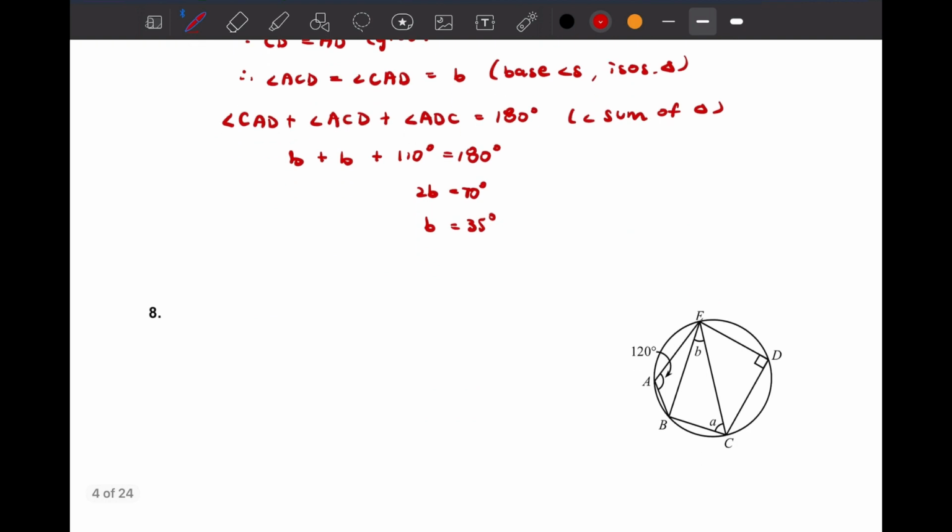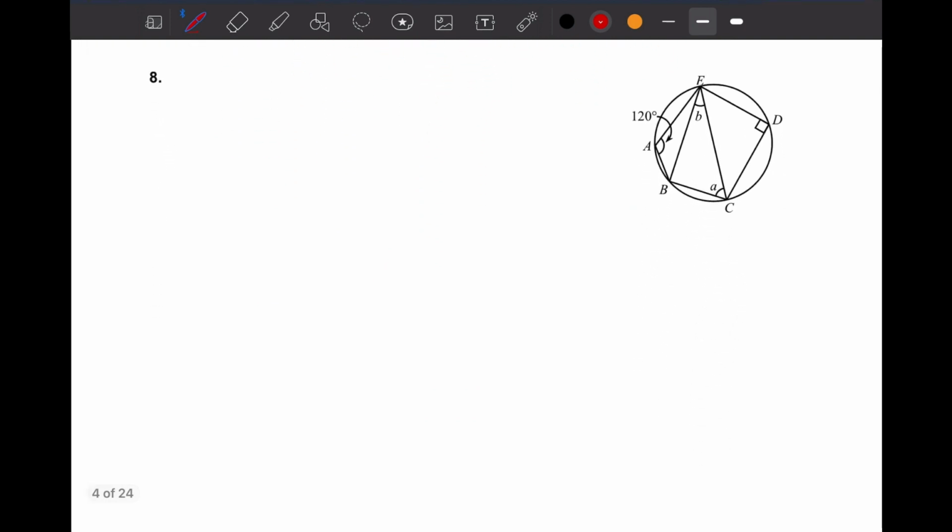Then we look at question 8, the one below. So in here we have some information. So let's look at what you need to find first. Angle B is the one you need to find, and angle A is the other one you need to find. And we have this other information. So this is 120 and this is 90. So how are we going to use it? Okay, so let's have a look together.